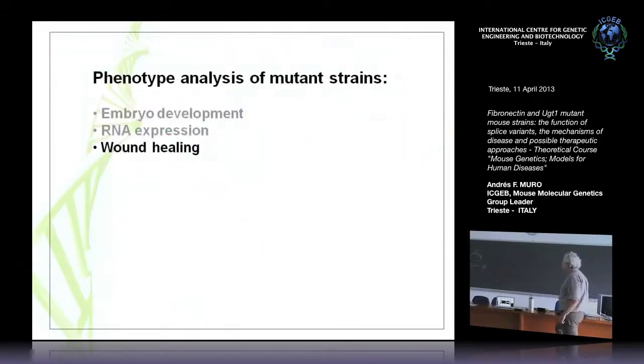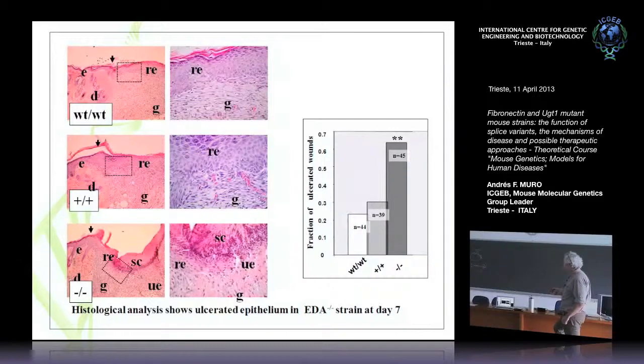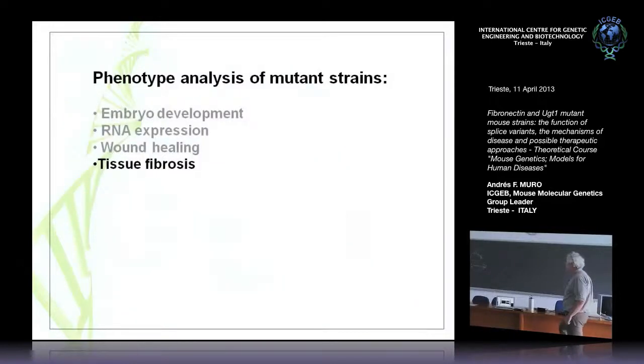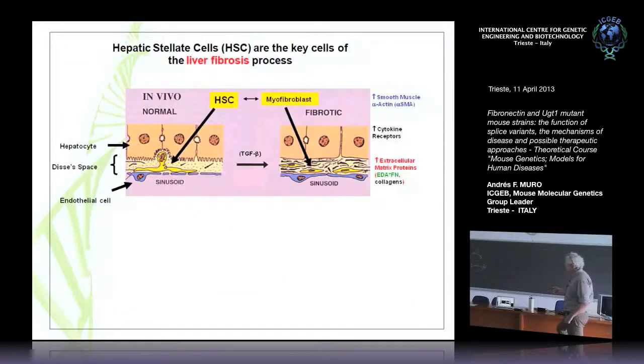So we studied wound healing, and we observed that the animals lacking the exon had abnormal wound healing. They have ulceration in the epithelium at a very high frequency, leading to problems in wound healing. We analyzed also tissue fibrosis. EDA plus fibronectin participates also in tissue fibrosis, at least in vitro. This is what we knew before.